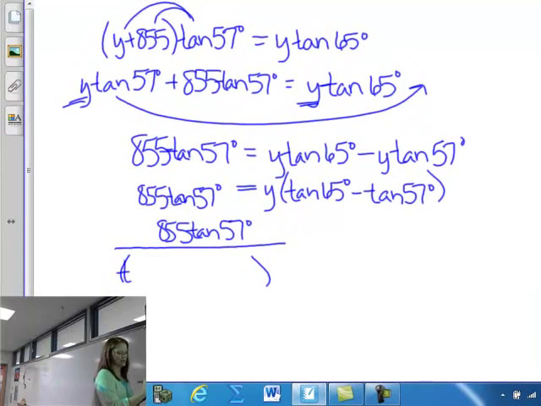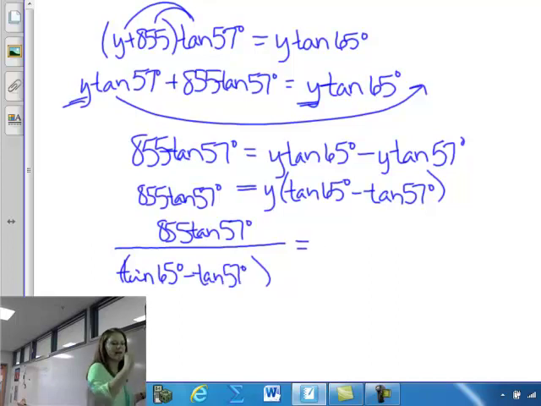Tan 65, I'll write minus tan of 57. Tan 65 degrees minus the tan of 57 degrees equals y. Now you may pick up your buttons.